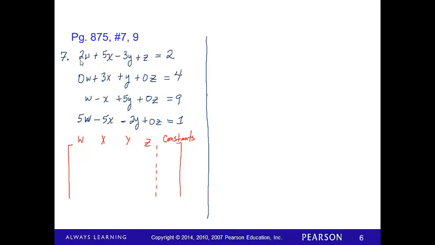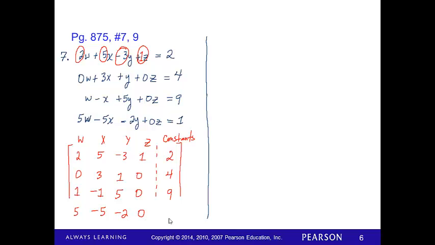All right, so for the first equation, our coefficients are 2, 5, negative 3. Be careful of the sign. Positive 1. So it goes 2, 5, negative 3, positive 1, equal sign, equals 2. And let's fill in the rest. 0, 3, 1, 0, 4, 1, negative 1, 5, 0, 9, 5, negative 5, negative 2, 0, 1.